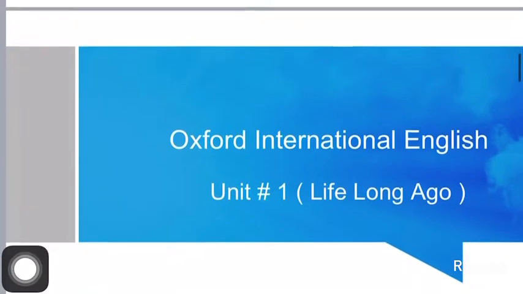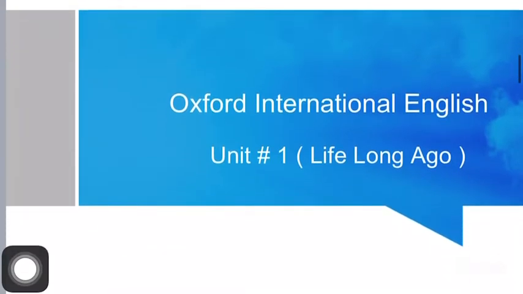Today we are going to start unit number 1 of Oxford International English, and the name of the unit is Life Long Ago. My dear students, the word ago is used for the past. We cannot use this word for future and present. So life long ago, this line is talking about something past.